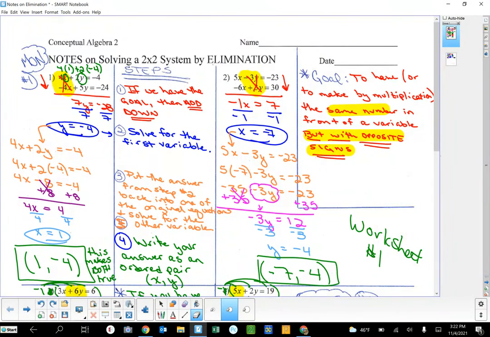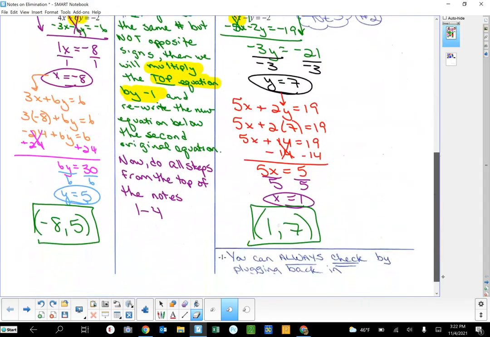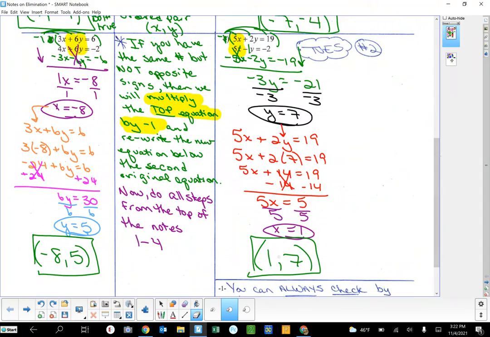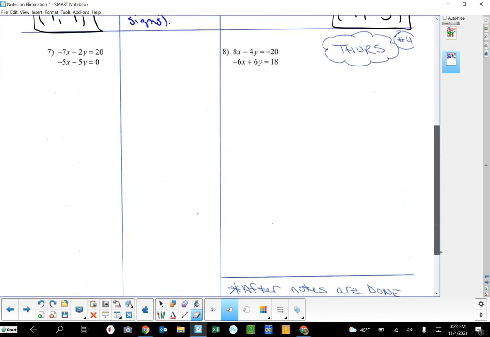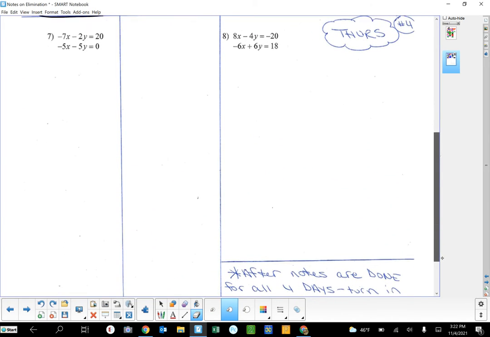All right, so this is the last day of notes. This is what the front page looked like. We had day 1 and day 2, right? Those were those. And then we did day 3 yesterday. That was the top of the back. And today we are doing the bottom of the back side of the page, which has these problems on them, number 7 and 8. So if you would go down to those, that would be great.